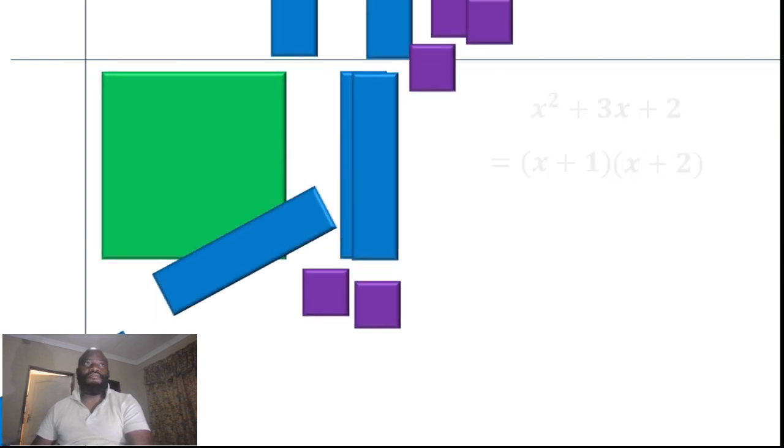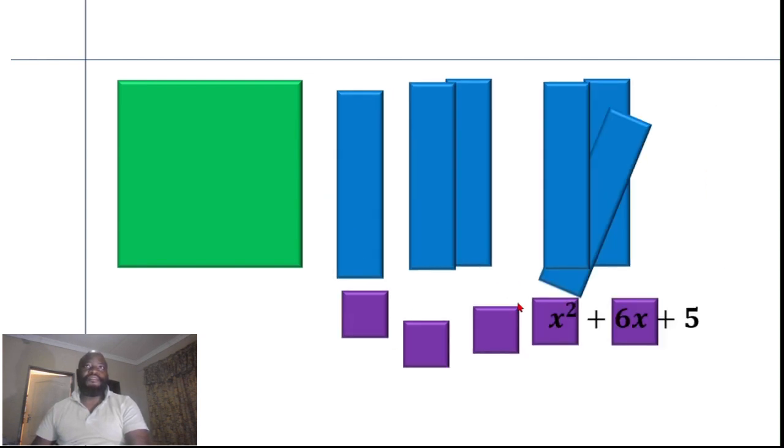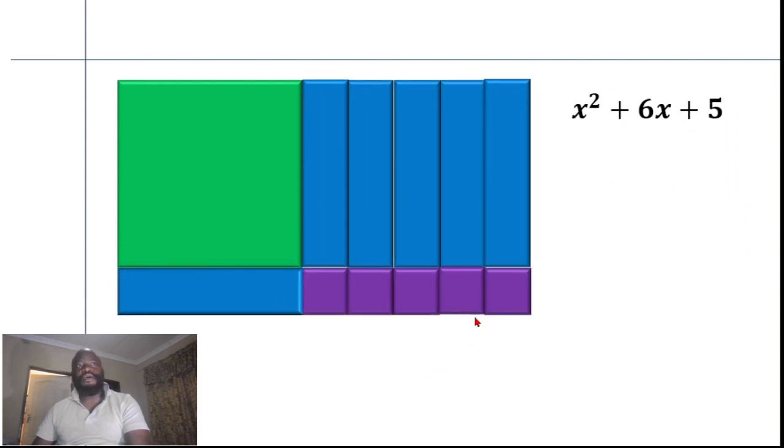Let's see another one. Say we have one big square, 6 of these blue rectangles, and 5 of these little purple ones. So obviously we see that this is x squared plus 6x plus 5. That's the expression we have here. Okay, now we're going to try and form a rectangle using them. So we will have this situation here.